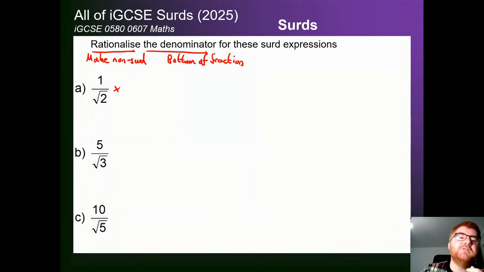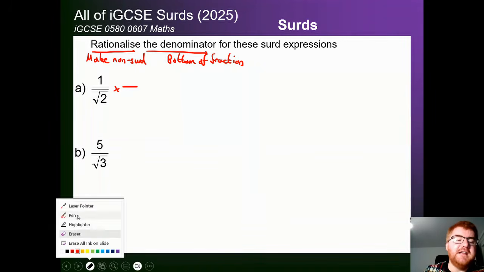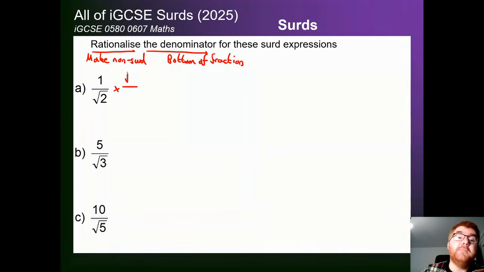Well, notice if I multiplied this by 1 over 1, i.e. 1, it doesn't actually change what the fraction is. If I multiplied this by, say, 3 over 3, also doesn't change what this fraction is because 3 over 3 is just 1. So as long as I have the same thing top and bottom, it doesn't change what the fraction is. What I'm going to do here is multiply by root 2 over root 2. Notice, doesn't change what the fraction is. Root 2 divided by root 2 is equal to 1.